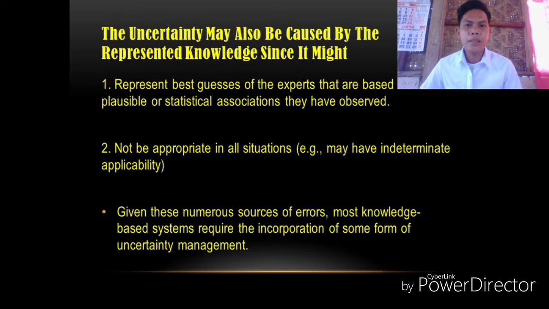The uncertainty may also be caused by the represented knowledge since it might, first, represent best guesses of the expert that are based on plausible or statistical associations they have observed. Second, not be appropriate in all situations, e.g., may have an indeterminate applicability. Given these numerous sources of errors, most knowledge-based systems require the incorporation of some form of uncertainty management.